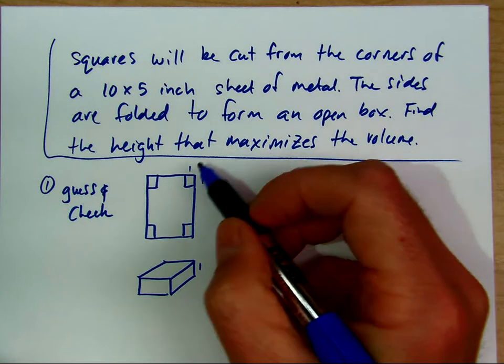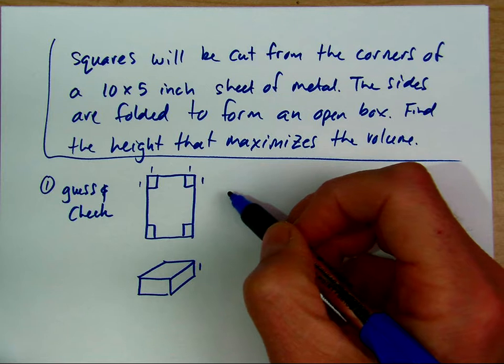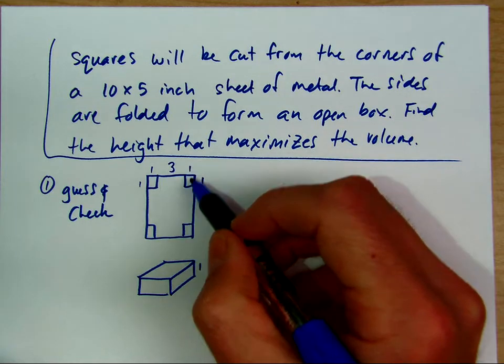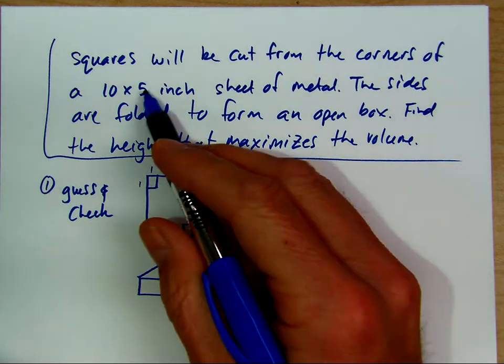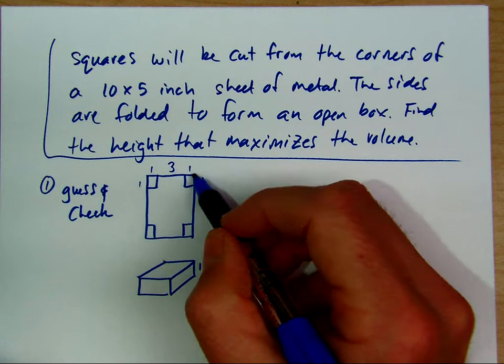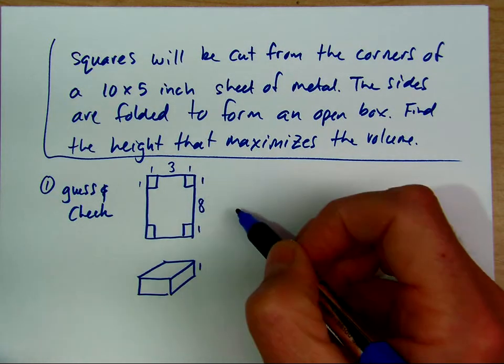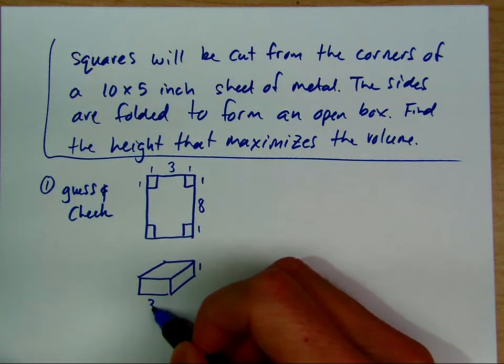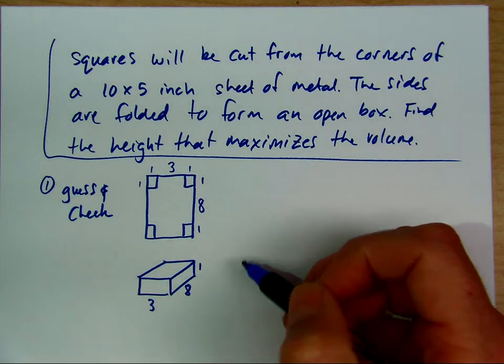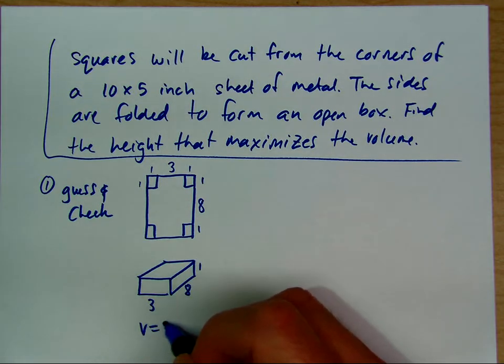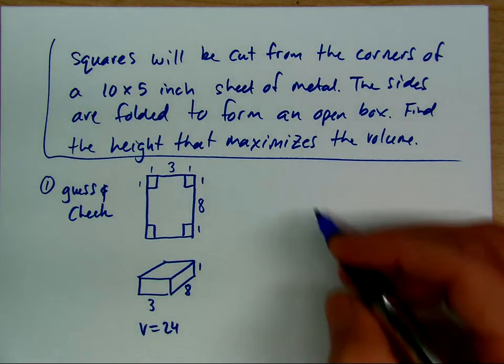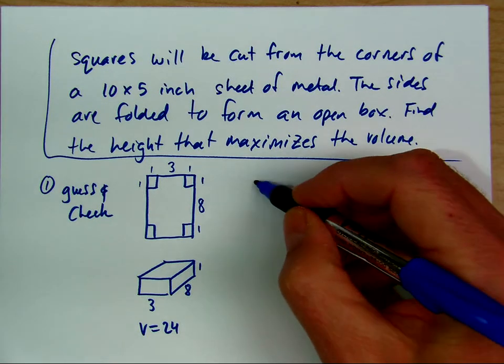So in this case, if we cut 1-inch squares out, we'd have 3 left up here because the length is 5, so that'll be 5 minus 2, and then we have 10 minus 2, and that'll be an 8. So we have 3 and 8, and we can find the volume to be 24. Let's try again.